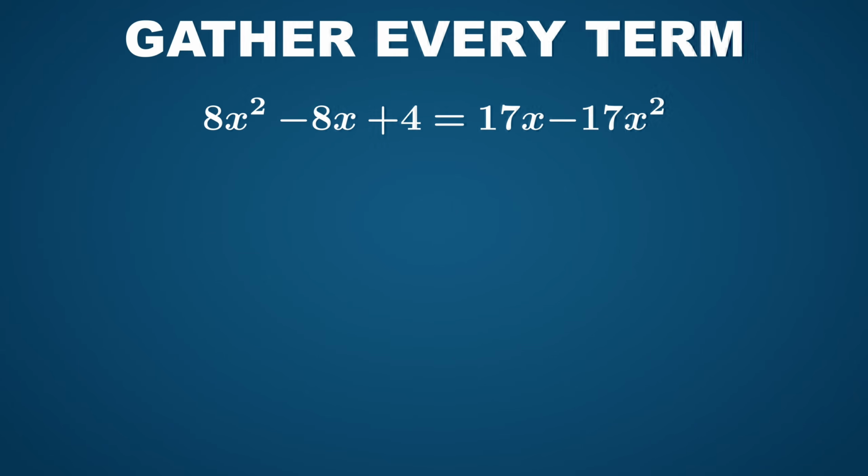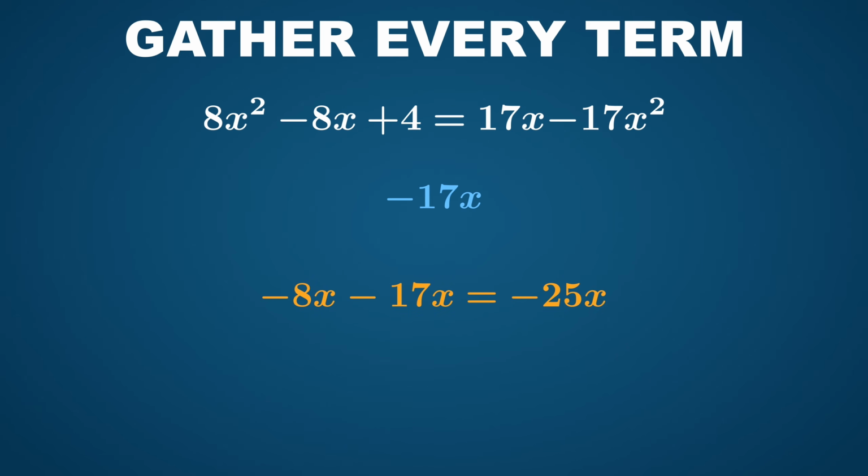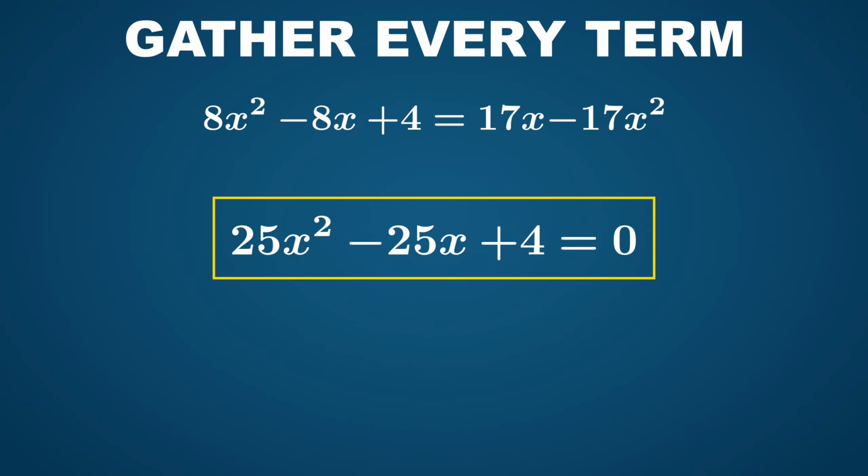Now we gather every term on the left side of the equation. We add 17x squared to both sides of the equation. 8x squared plus 17x squared is 25x squared. Then we subtract 17x from both sides as well. Negative 8x minus 17x is negative 25x. The plus 4 simply comes along for the ride. We are left with 25x squared minus 25x plus 4 equals 0.